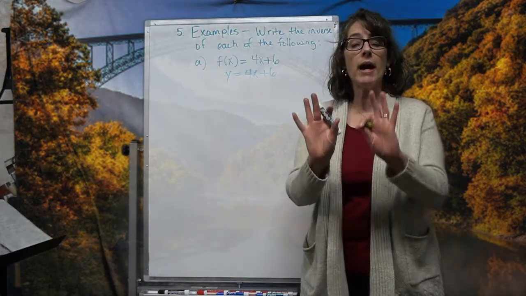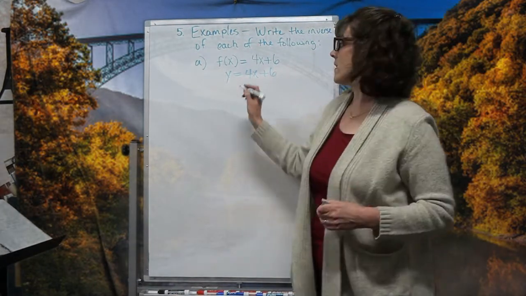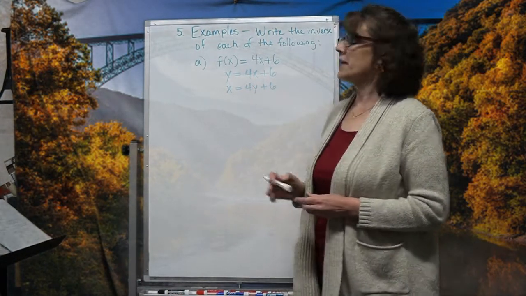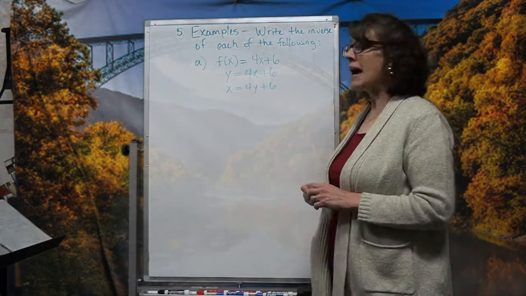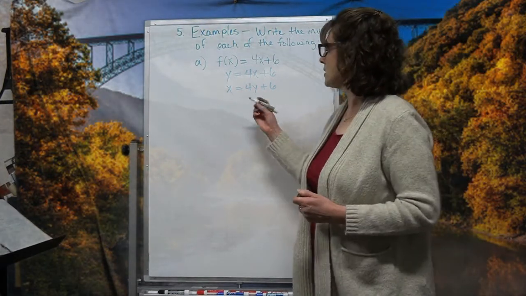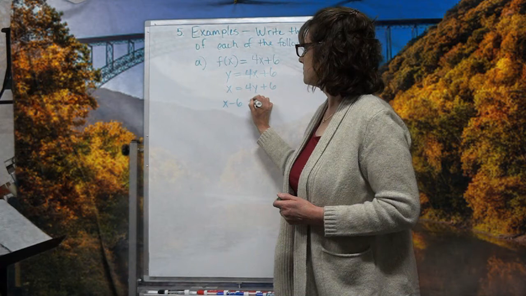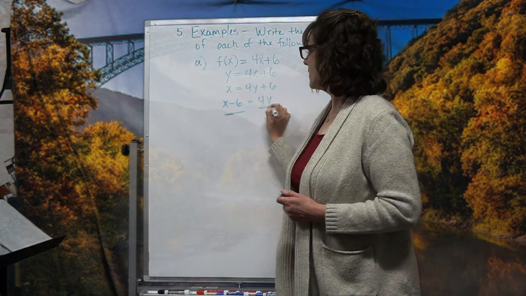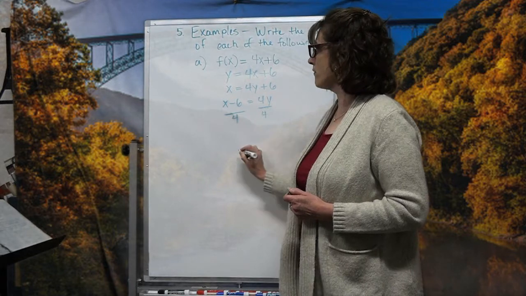So then I go, okay, now I can swap them out. This becomes the x, and this becomes the y. And so now I go, okay, but I have to solve this for y. I have to get the y by itself. Well, if that's the case, I'm going to subtract my 6, and then I'm going to divide by 4, keeping in mind that I'm dividing the entire side by 4.